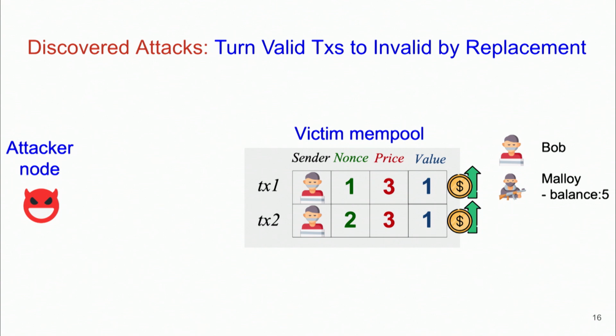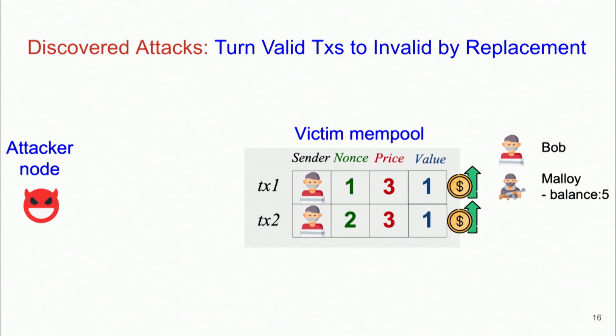And in this initial state, we are looking at the 2 transactions sent out by Bob. Transaction 1 has nonce 1, and transaction 2 has nonce 2. So they are consecutive transactions. Both are valid pending transactions. Price-wise, they are 3 GWei, and the values are both 1 Ether being transferred. So these are Bob's transactions. And the attacker node's goal is to evict these 2 transactions at no cost, or very low cost.